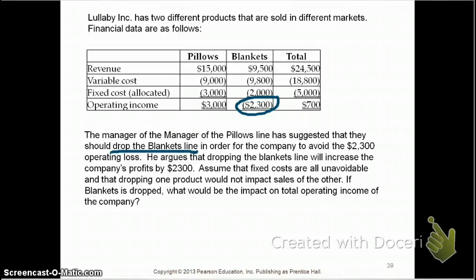The things that you'll be looking for whenever you are reading a question like this is to see whether any of the fixed costs can be avoided if we drop the blankets line. It says, assume that fixed costs are all unavoidable, and that also dropping one product would not impact sales of the other. That's another thing that you do want to make sure before you drop a line. If dropping one product affects sales of another product, then you want to make sure that you take that into consideration when you're doing your incremental analysis. For your incremental analysis, you would be picking the numbers from the blankets column because that is the column that we are going to get rid of.